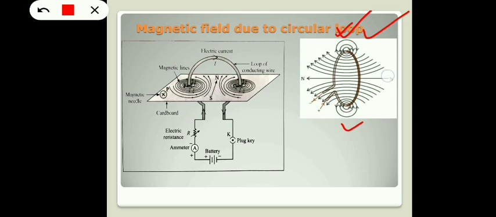So towards the center of the coil, it looks like a straight line like this. Okay, so this is also the pattern of magnetic field lines due to a current carrying circular loop. So this figure also represents the magnetic field lines due to a current carrying circular loop. If you are asked to draw or sketch the pattern of magnetic field lines due to a current carrying circular loop for your boards, you must draw this particular diagram.